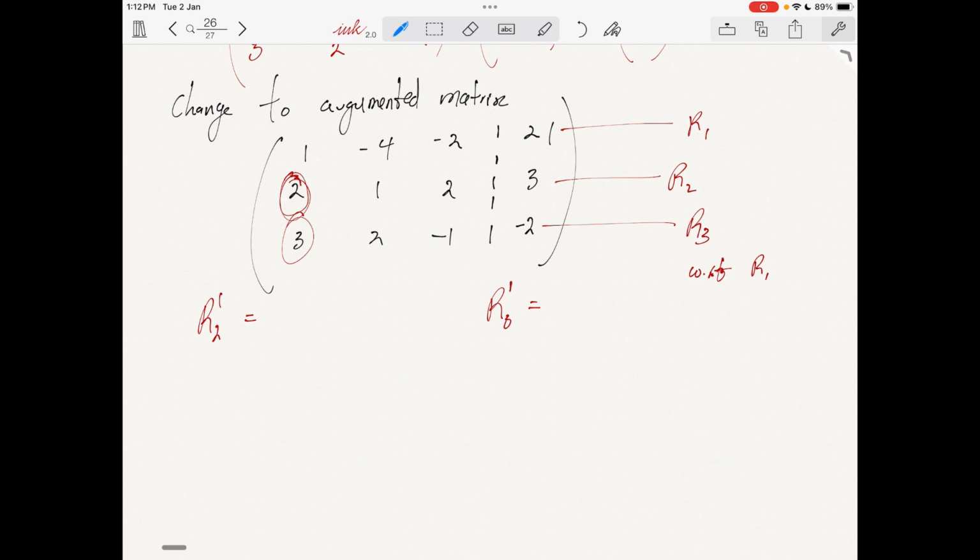So this is our 2. To change 2 to 0, we are going to subtract it from 2 times row 1. So our row 2 prime will be row 2 minus 2 row 1. Since this is 3, also row 3 minus 3 row 1.